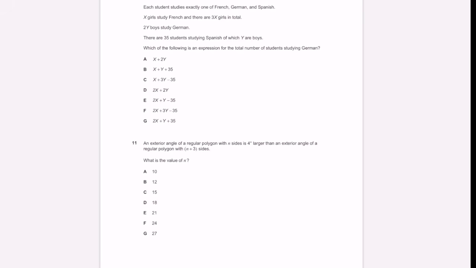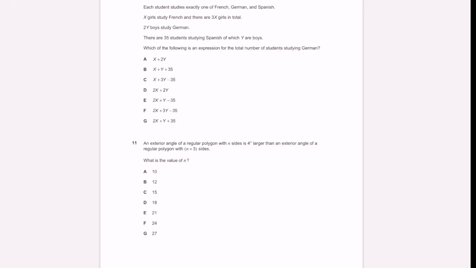Question 10. There are 100 students in year 10. Each student studies exactly one of these: French, German, and Spanish. x girls study French, and there are 3x girls in total. 2y boys study German. There are 35 students studying Spanish, of which y are boys. Okay, we're looking for an expression.